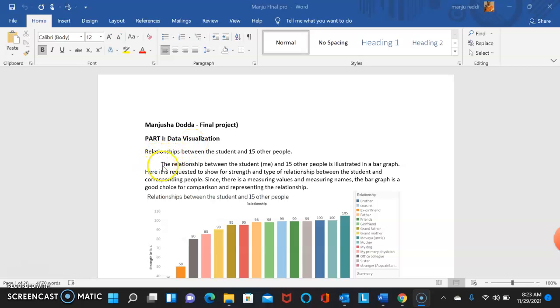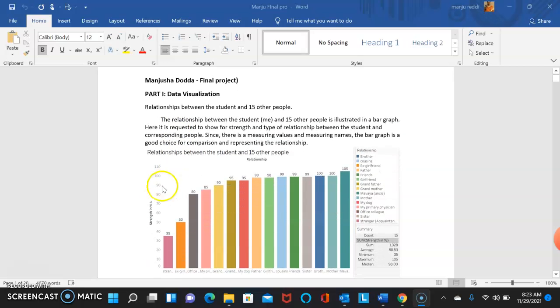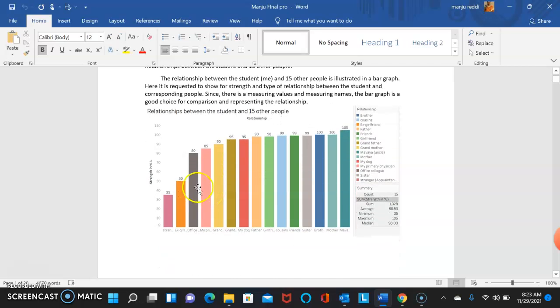We'll be seeing the relationship between a student and 15 other people. The relationship between the student and the 15 other people is illustrated as a bar graph, and here it is requested to show the strength and the type of relationship between the student and the corresponding people, since they are measuring the values and measuring the names. The bar graph is a good choice for comparison and presenting the relationship.